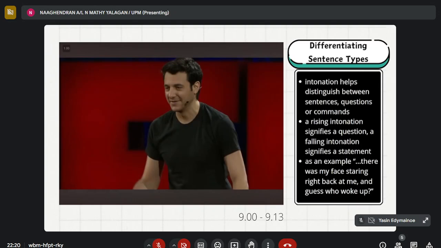Okay, for example number 2, it is about differentiating sentence types. Intonation helps distinguish between statements, questions, and commands. A rising intonation at the end of a sentence typically indicates a question, while a falling intonation signifies a statement. So, as the example here, the speaker said, "there was my face staring right back at me, and guess who woke me up?" So, at the end of his sentence, he ended his speaking with a question. Without intonation, the listener might struggle to understand the speaker's intent, which might lead to confusion.